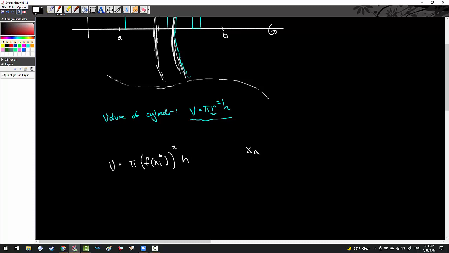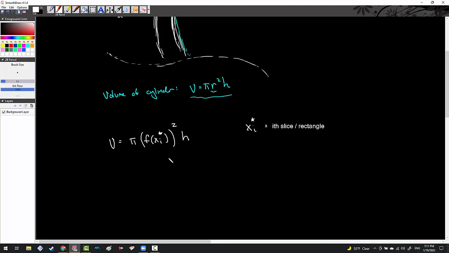Well, this x sub i star basically is trying to say that depending on how many rectangles we have, this is the ith slice or rectangle. So in other words, it could be the 9th slice or rectangle, the 10th slice or rectangle. But ultimately, I think you're going to see we're going to eventually let our slices approach super small, that way we can have infinitely many of them. Let's find out what this h is.